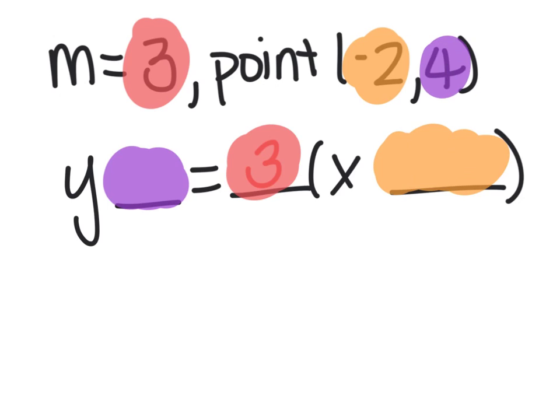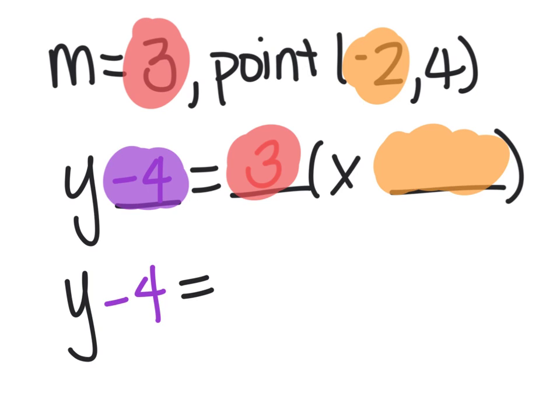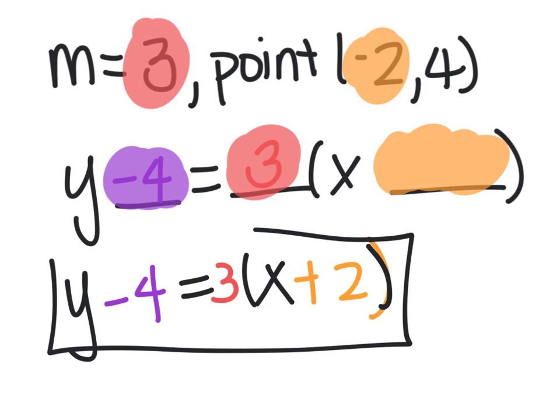My y value is this 4 that's there, and it's positive, so when I put it in my equation, it becomes minus 4. So just to rewrite all of this so it looks a little better, my equation is y minus 4 equals 3 times x plus 2. So my equation is y minus 4 equals 3 times x plus 2. And this would be my equation of my line in point slope form.